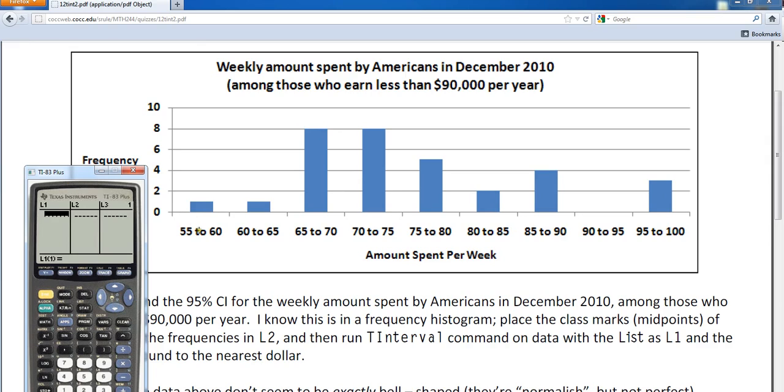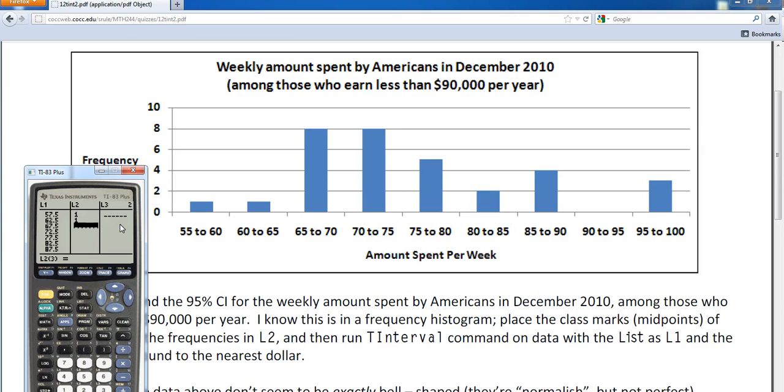And in L1, we're going to place the midpoints of each of these groups: 62.5, 67.5, 82.5, 87.5, 92.5, and 97.5. The reason we're doing this, as you might remember from 243, is it's the best we can do. We don't know how many of these people spent $65, or $70, or $65.50. All we know is we can call them all on average 57.5 and get away with it because of the law of large numbers.